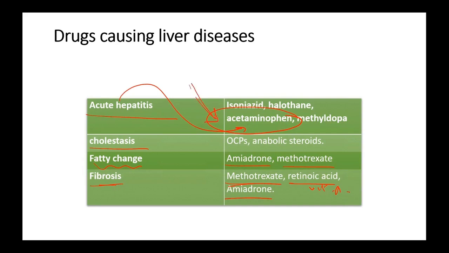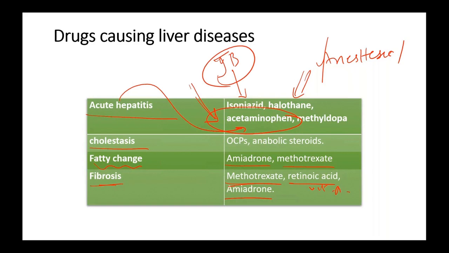Very, very important. And the other drug which can cause acute hepatitis is halothane, which is used for anesthesia. Isoniazid for TB, very important, can cause acute hepatitis. Methyldopa, not very common, but it can cause acute hepatitis. Cholestasis, OCP and anabolic steroid can cause cholestasis. So for acute hepatitis drug and cholestatic drug, they are both very important.